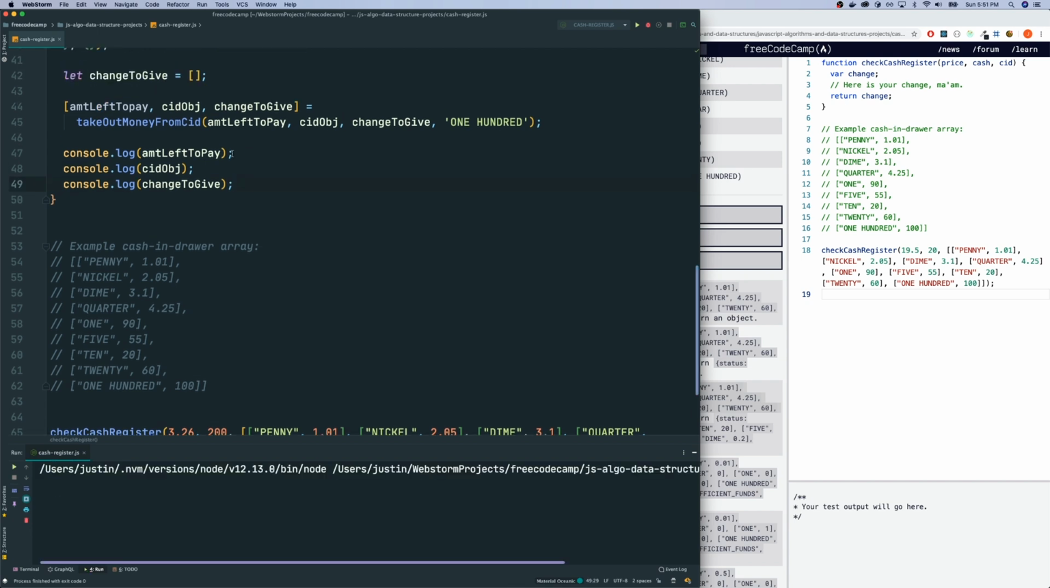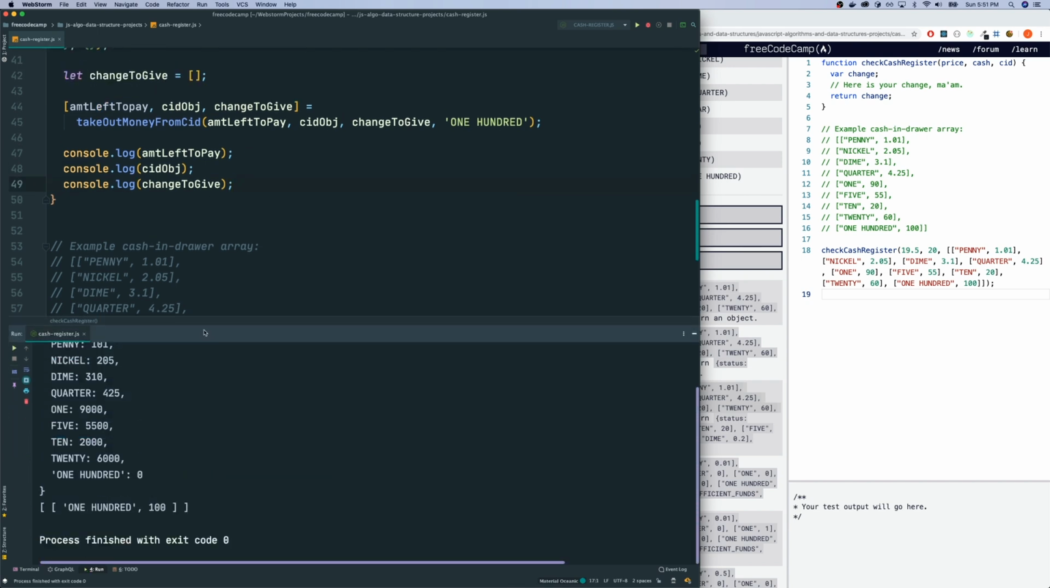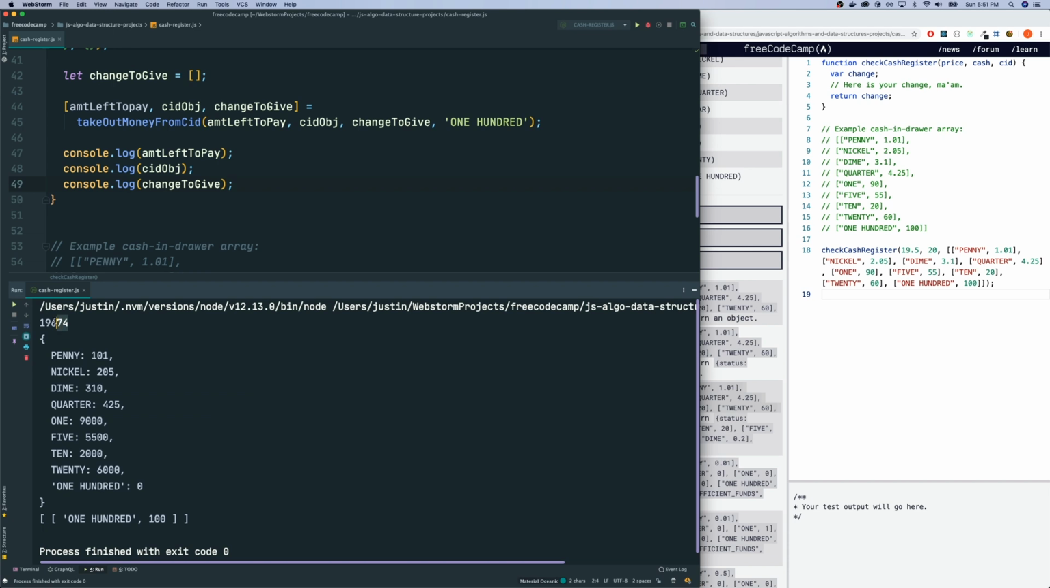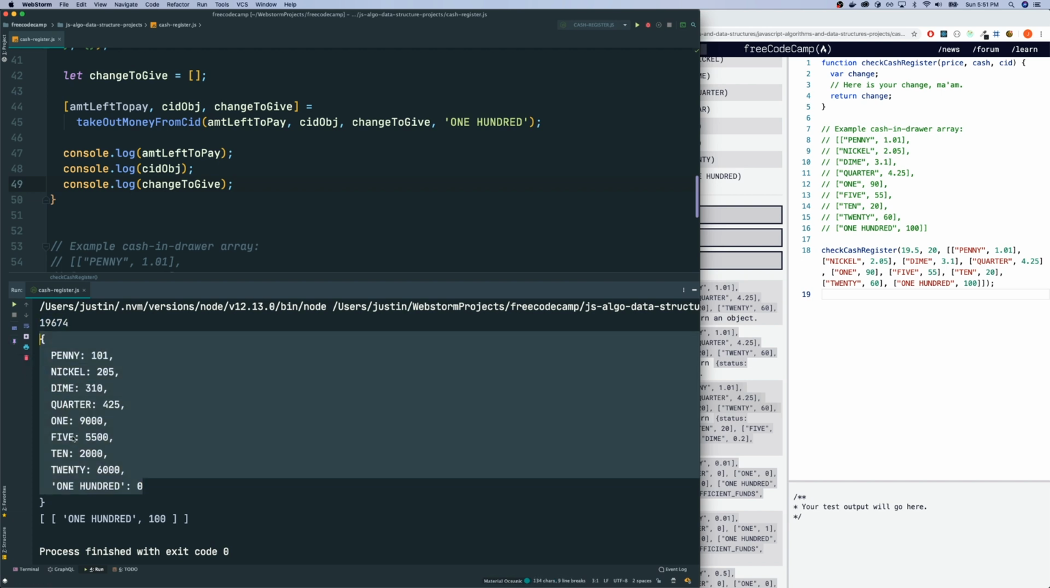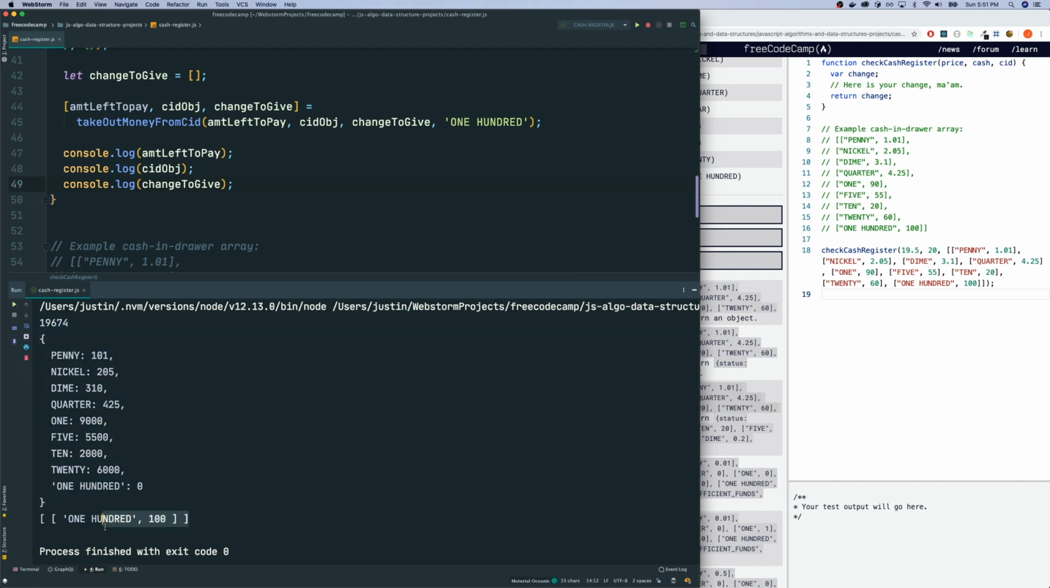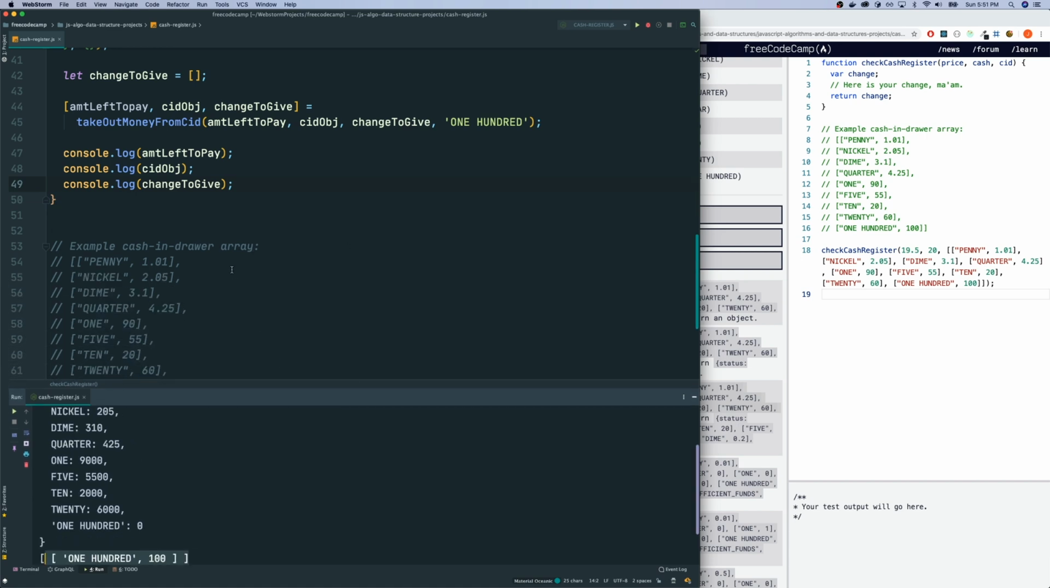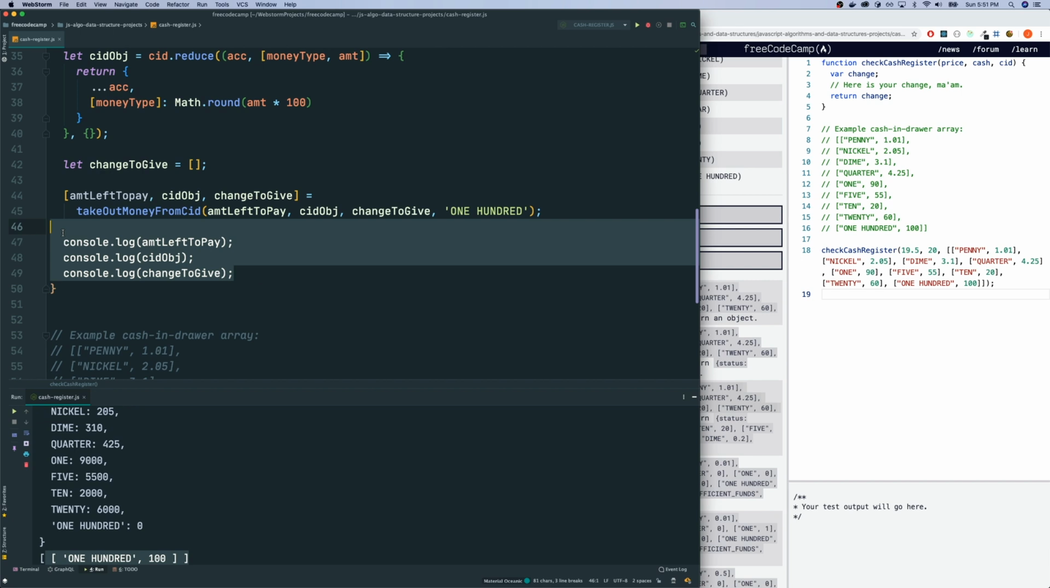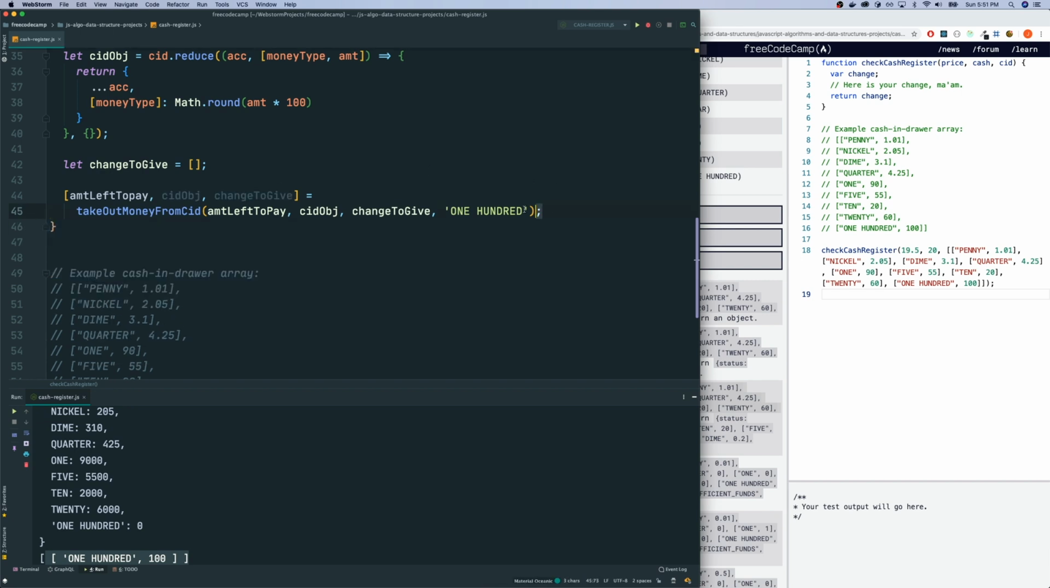Let's run this code. I'm gonna pray and hope that we get that. Okay, so we get 19674, and that's just fine because if you divide this by 100, you get 196.74, which is what I said earlier. This also looks fantastic here, this object, and this also looks perfect. So this is working as intended. Hallelujah.